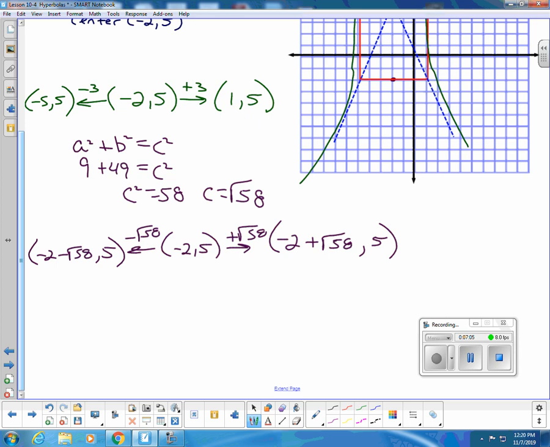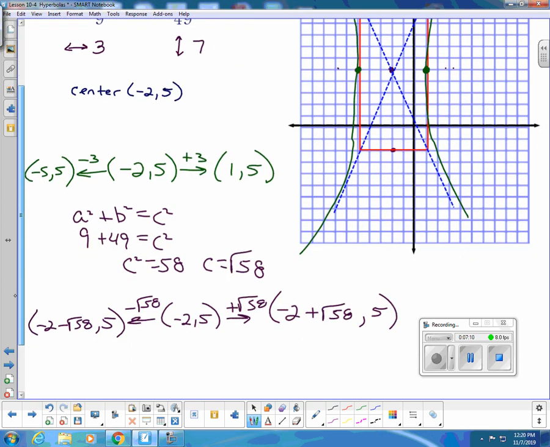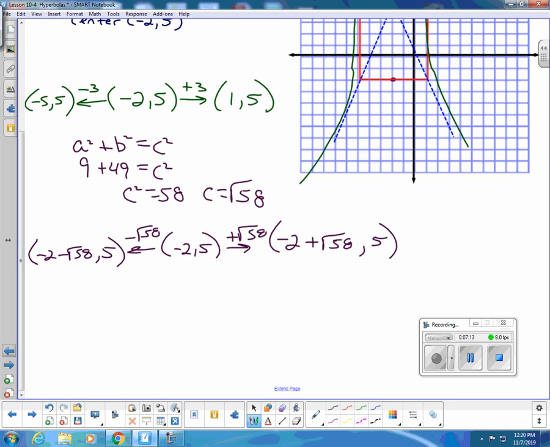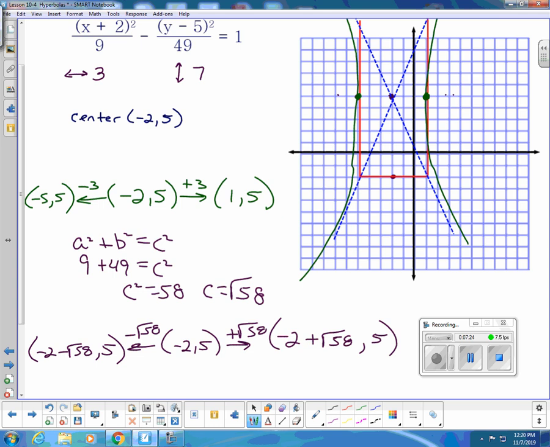What variable comes first? X. So if it was y squared minus x squared, you'd be adding and subtracting from the y, because you'd be going up and down. So the variable that comes first creates what's called the transverse axis. So this is the transverse axis here. Instead of calling it a major axis, we call it a transverse axis with hyperbolas. The minor axis is called the conjugate axis. It has nothing to do with size, though. Transverse means that's the axis that we're opening on.